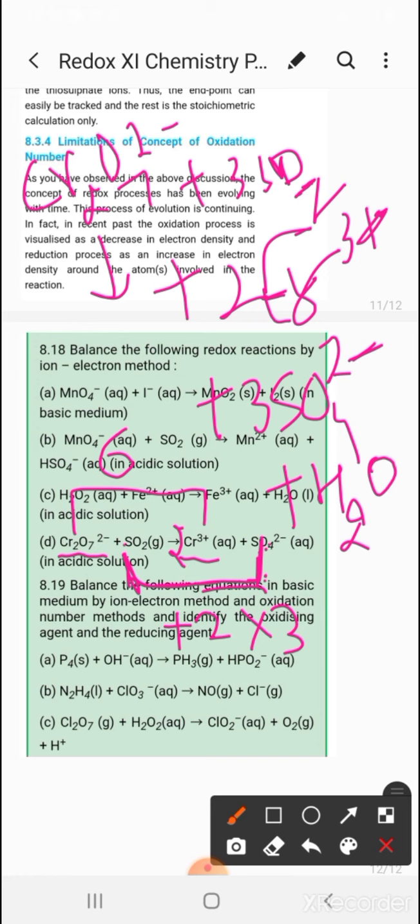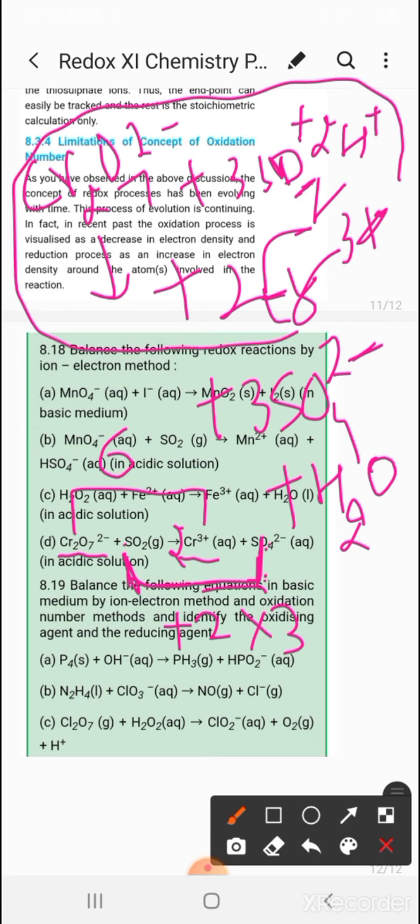Now look at the hydrogen. On the left hand side there is no hydrogen, on the right hand side there are 2 hydrogen ions, so you have to add 2 H positive on the left hand side to balance the hydrogen ions. Now look at the charge. Here the charge is 2 positive and 2 negative, it is balanced, and here the charge is 6 positive and 6 negative, again balanced.